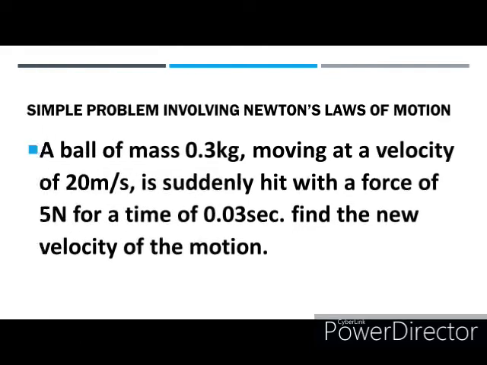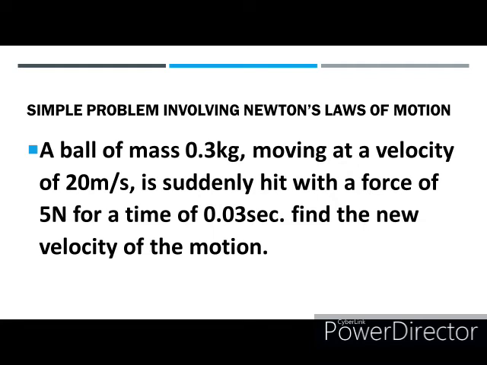Number one, a ball of mass 0.3 kg moving at a velocity of 20 meters per second is suddenly hit with a force of 5 Newton for a time of 0.03 seconds. Find the new velocity of the motion. Now I'm going to advise you to pause the video and attempt this question using Newton's second law of motion.